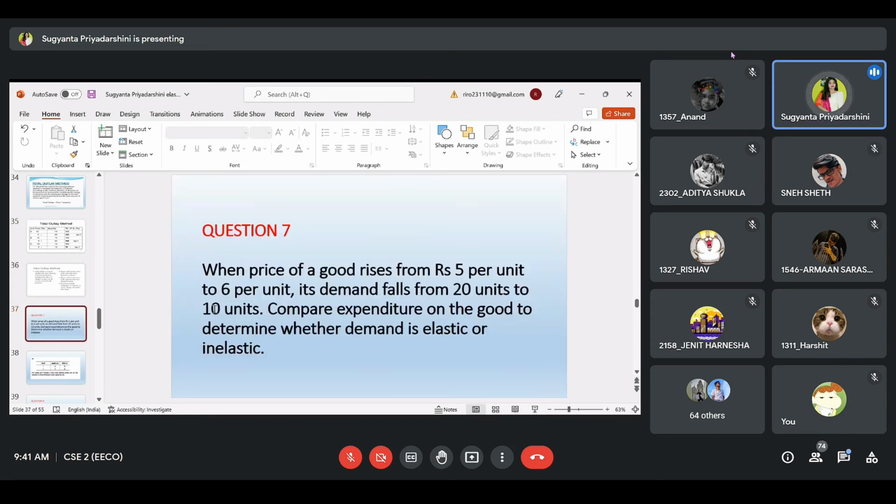Okay, so let's come down to the first question. I will help you out in this first question, then you have to solve the next question all by yourself. When the price of a good rises from 5 to 6 units, its demand falls from 20 to 10 units. So you have to compare the expenditure on the good to determine whether the demand is elastic or inelastic. Tell me one thing, guys. What is the initial total expenditure?